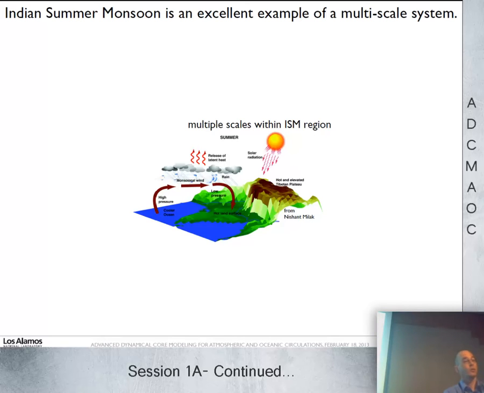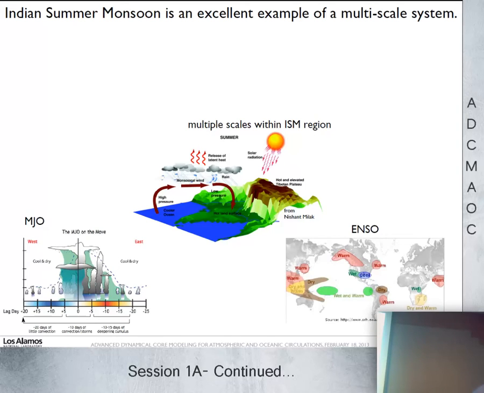I think maybe the Indian monsoon is sort of the canonical example of why we need a multi-scale modeling approach. Within the Indian monsoon region itself, there are multiple scales: scales from the topography, and scales from the contrast of the land-sea mass. Clearly, if you're interested in the Indian monsoon, you want the majority of your computational resources over the Indian monsoon region. But we cannot understand the Indian monsoon in isolation.